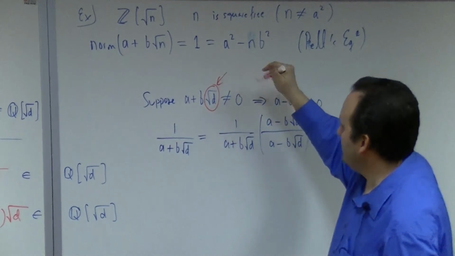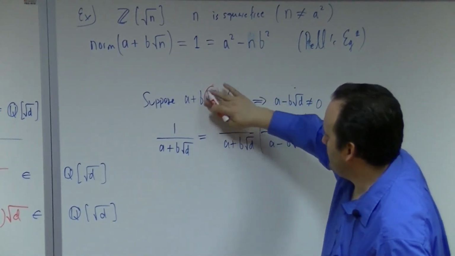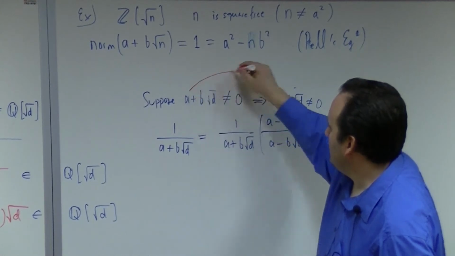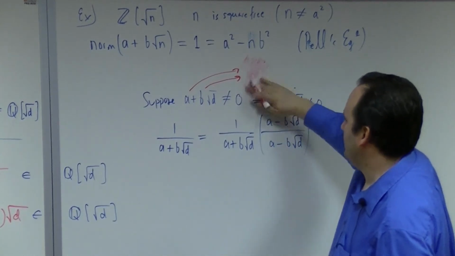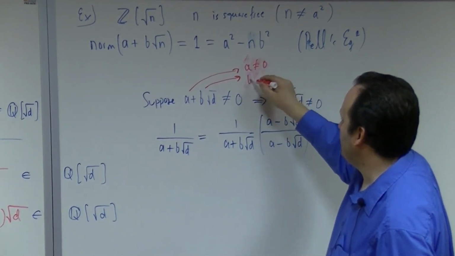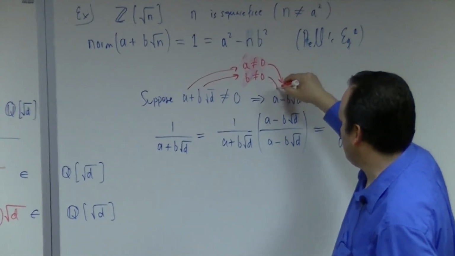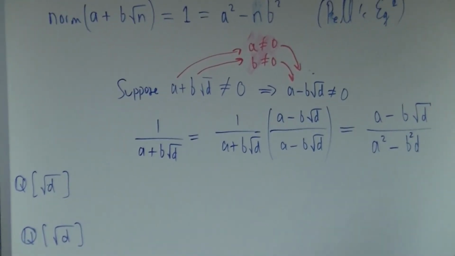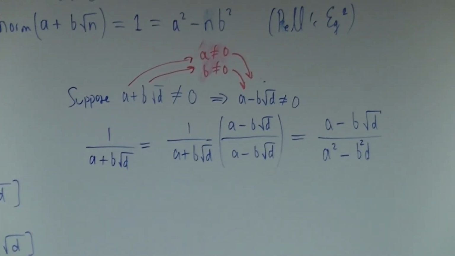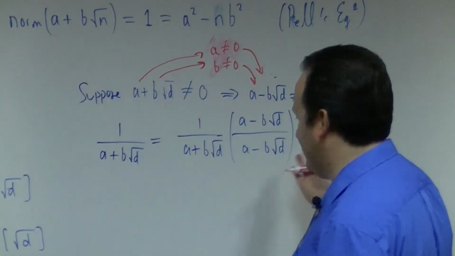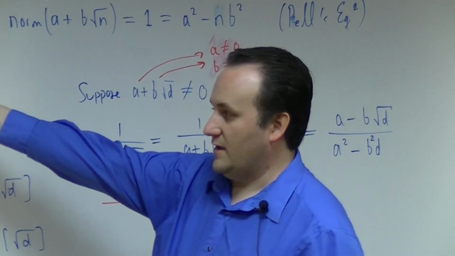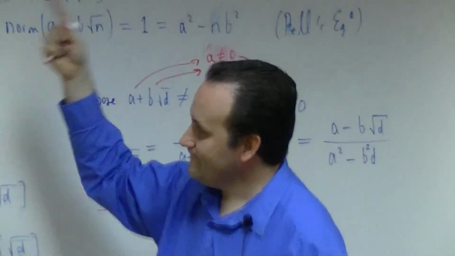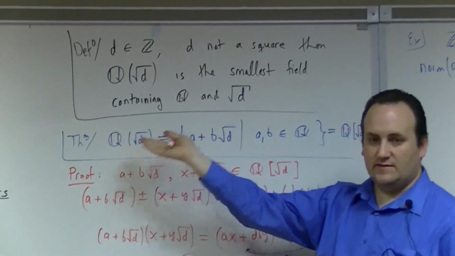So this being not 0 actually implies, and we proved this earlier in the course, that a is not equal to 0 and b is not equal to 0, which then tells you this. Or you could work with the conjugate. If I want to make this simpler to understand, what I'm really looking at is something in Q adjoining square root of D, it's a complex number.